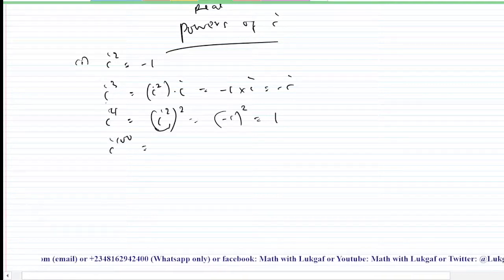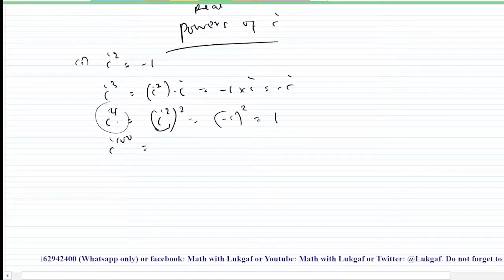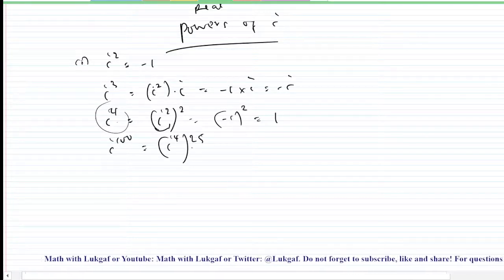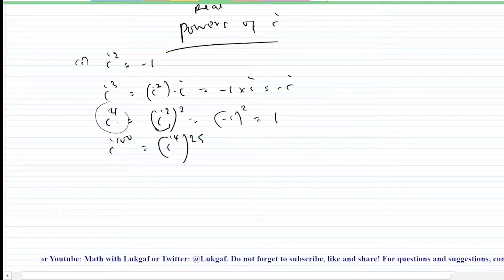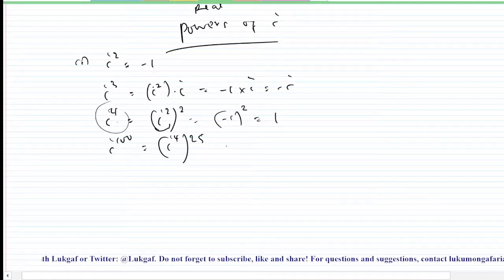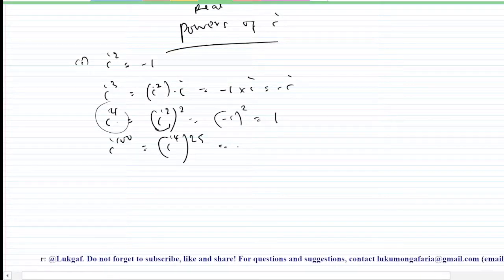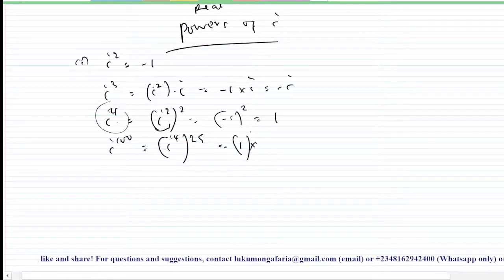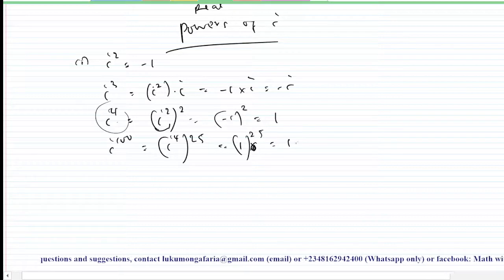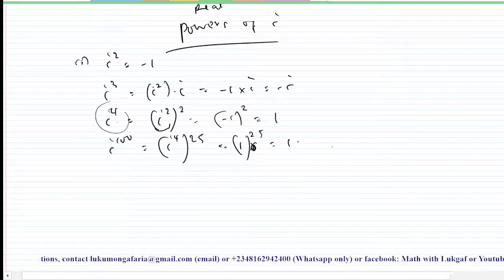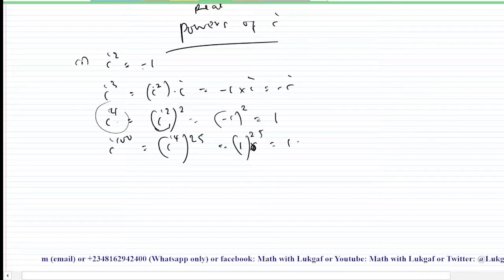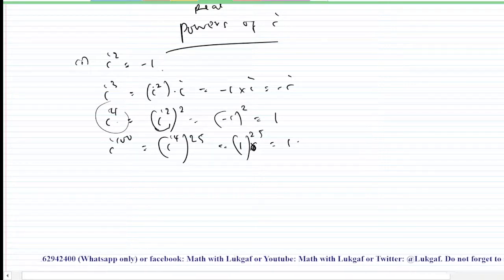What of i raised to power 100? You can do it in factors of this. I can say the same thing as i to the power 4, everything raised to power 25, because 4 multiplied by 25 gives me 100. Don't forget i to the power 4 is equal to 1, so it is 1 raised to power 25, and 1 raised to power 25 is going to give me 1. That's how you can approach this kind of expression.